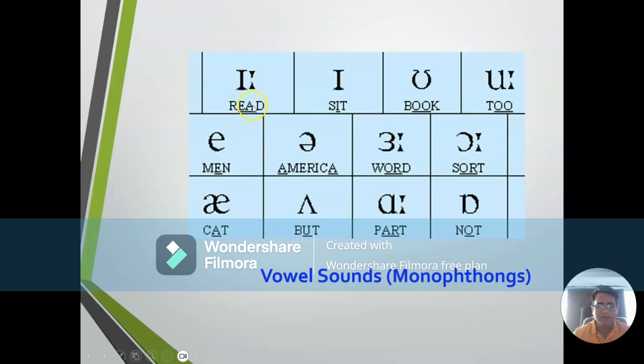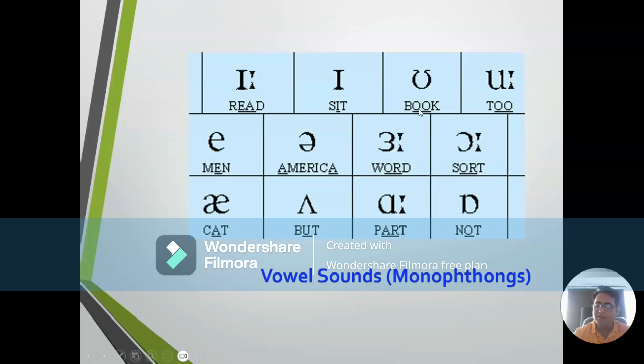The first one is E and it is represented in the word read. The second one is a short one, which we say I, and we represent it with the word sit. The third one is the oo sound, and we represent it as book. So, it's a short oo and we represent it through book.